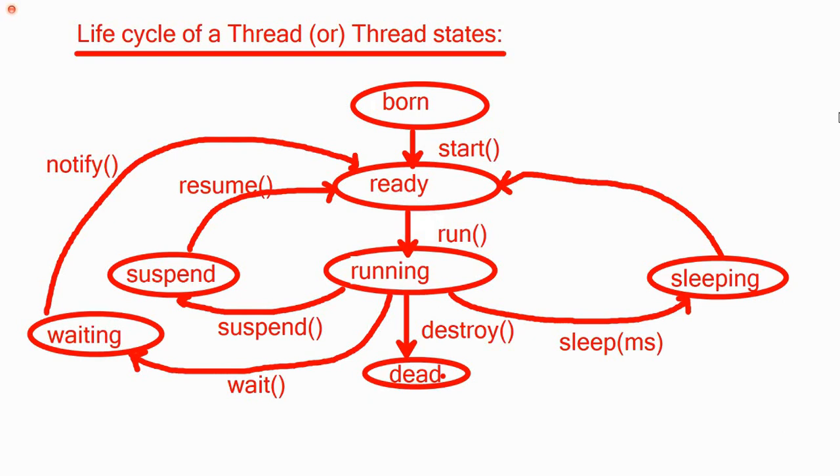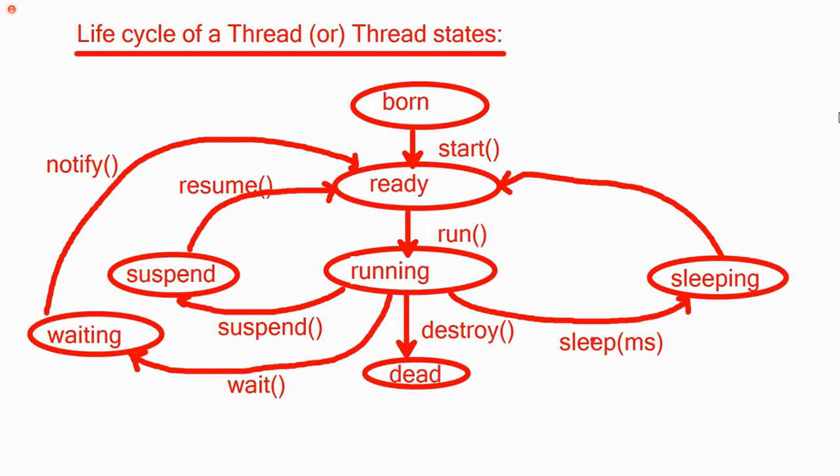Whenever the thread class constructor is called, a new thread will be born. I'll give notes. When the start method is called, the thread will be ready. When the run method is called, the thread is running.